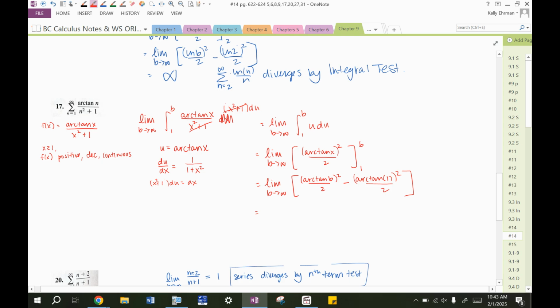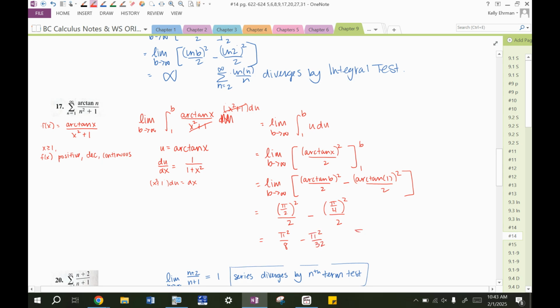And now I can evaluate the limit. So the arctangent of infinity is pi over 2. But remember, you're putting that into a squared piece, then dividing by 2. And the arctangent of 1 is pi over 4, again, squared over 2. So this is going to be pi over 2 squared, which is pi squared over 4, over 2, is pi squared over 8. This is going to be pi squared over 16 over 2. So minus pi squared over 32.